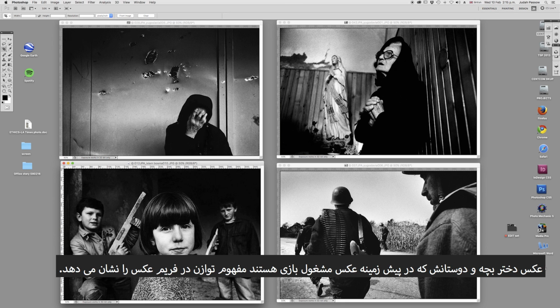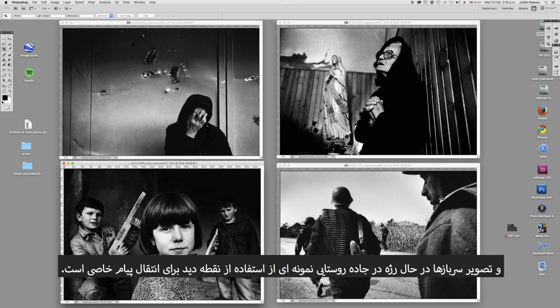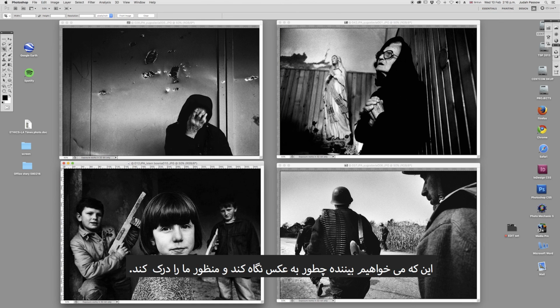The photograph of the little girl with her friends playing behind her speaks to the idea of understanding the rules of balance in creating a frame. And finally, the soldiers marching down the rural road is an example of how we use a point of view to establish what it is that we want to say, how it is that we want the viewer to look at the photograph and understand what it is that we're trying to convey.